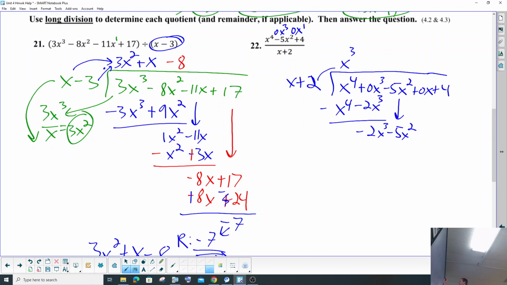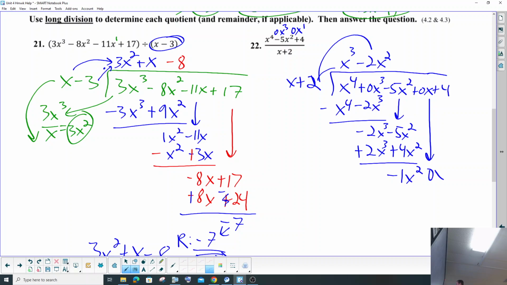And then x times negative 2x squared is negative 2x to the third power. And then minus 4x when you multiply that times that. So then you change the signs, and we get a negative 1x squared. Bring down the 0x. And so x times negative x is negative x squared. 2 times negative x is negative 2x. And then we change the signs. We get a 2x, bring down the 4.